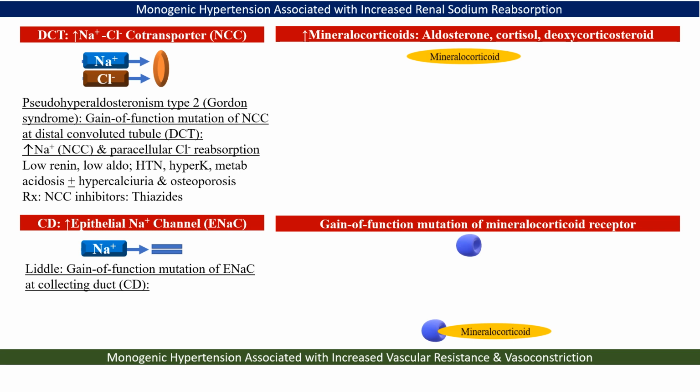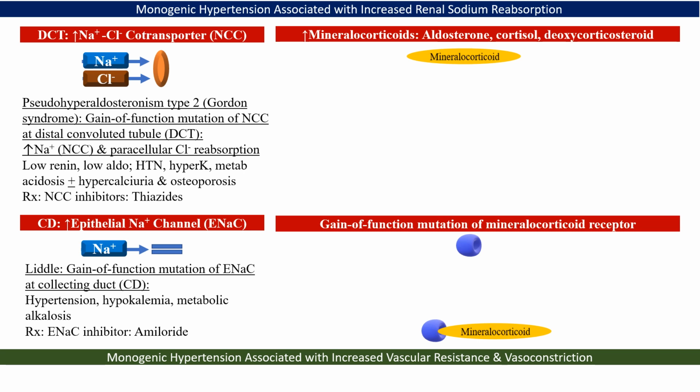In Little syndrome, the gain-of-function mutation of ENaC leads to increased sodium reabsorption via ENaC and the associated increase in the secretion of potassium and hydrogen, thus hypertension, hypokalemia, and metabolic alkalosis. Little syndrome is treated with a direct ENaC inhibitor, such as amiloride.